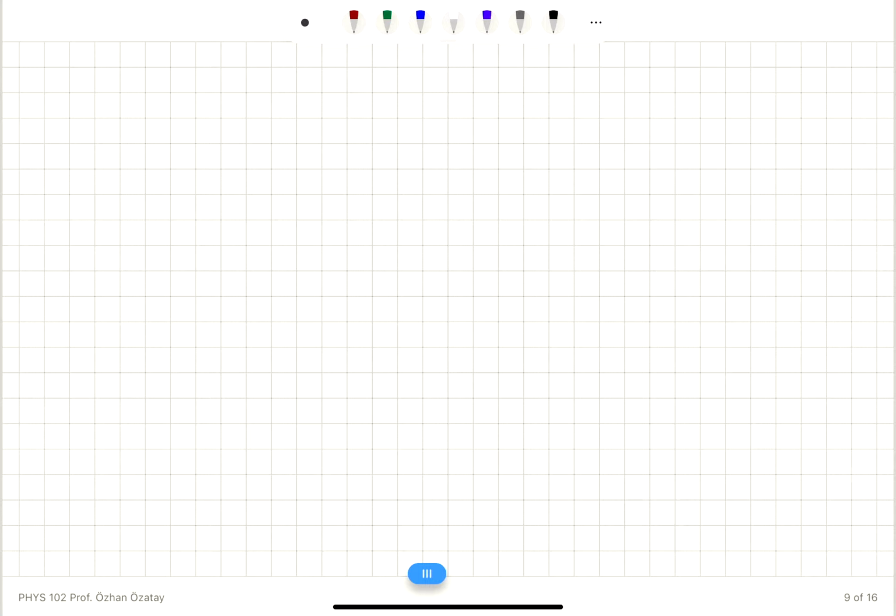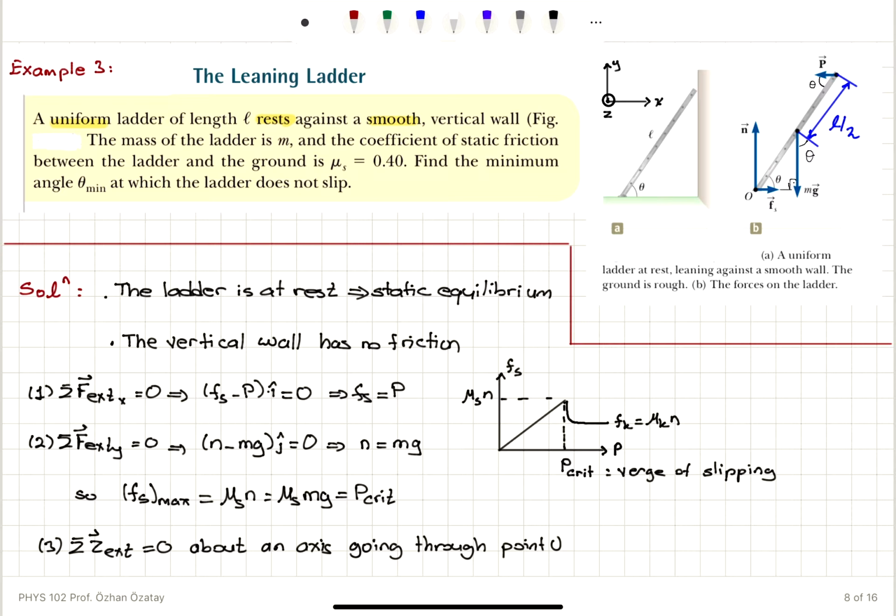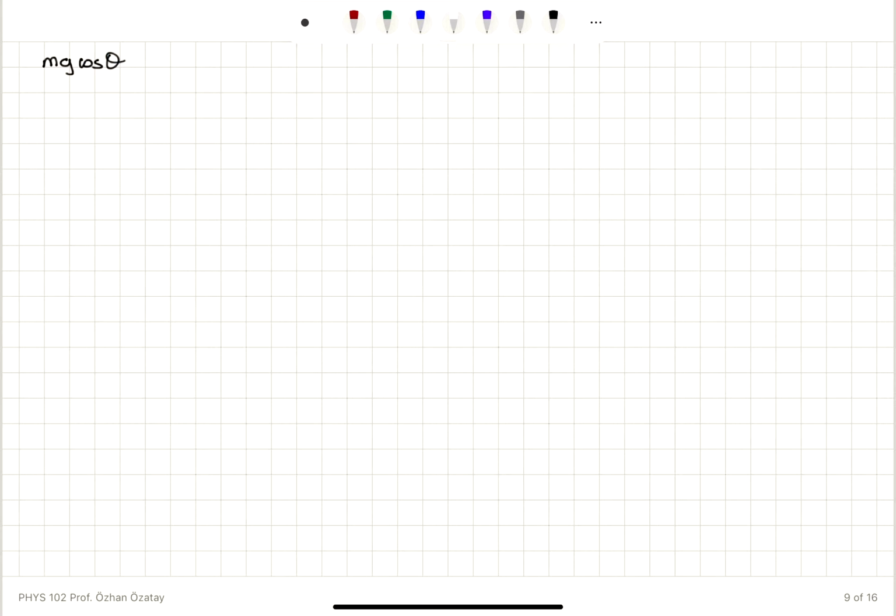So I have mg cosine theta. Now, what is the perpendicular distance between the pivot point and the application point of the force? That is L over 2, in minus k hat direction. And then I have P sine theta. The perpendicular distance is now L in plus k hat direction. This should add up to 0.